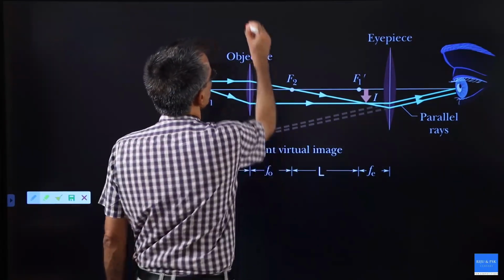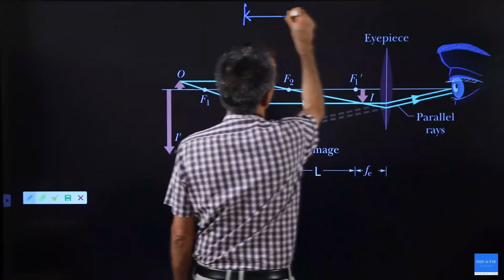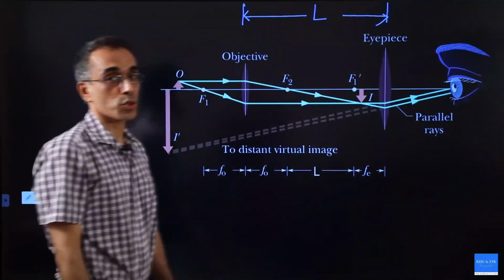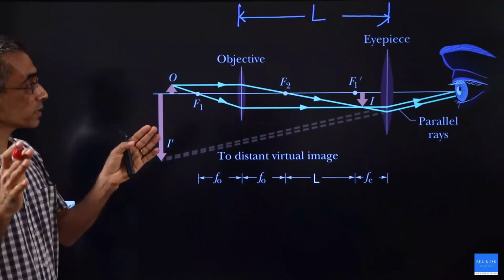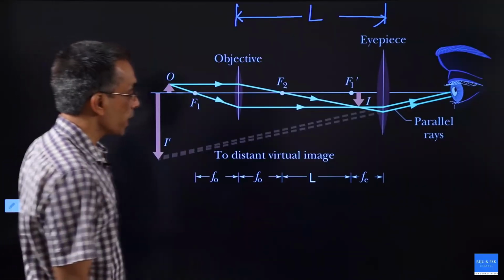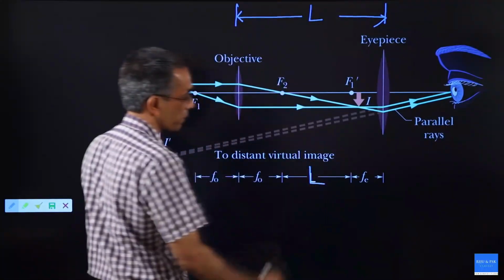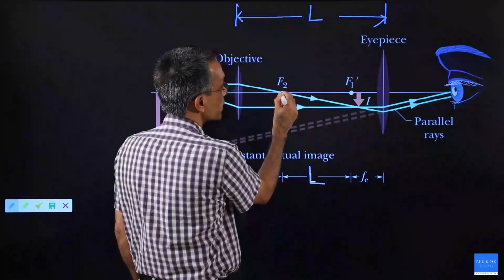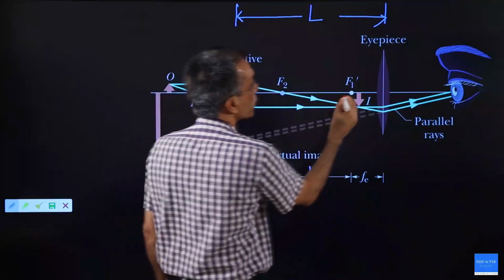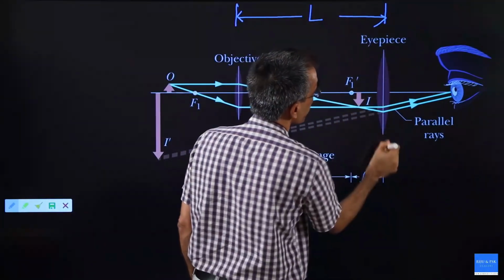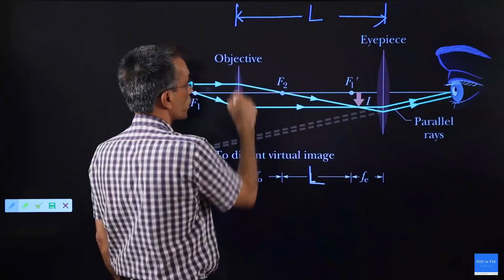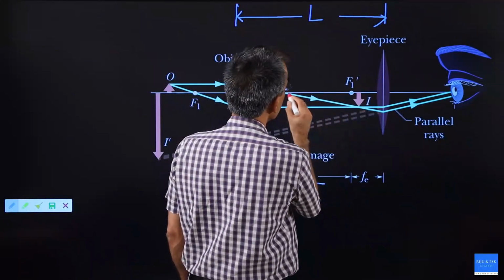In certain books, they will give you the distance from the objective lens to the eye lens as L, length of the tube. In a tube, if you fix two lenses, the total length must be L. But in the NCERT textbook, they have used L with a different meaning. They have taken L as the distance between the second focal point of the objective and the first focal point of the eye lens.